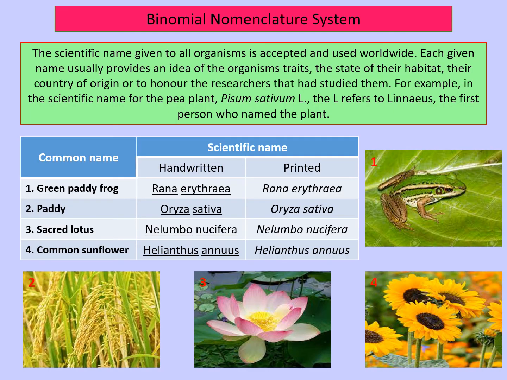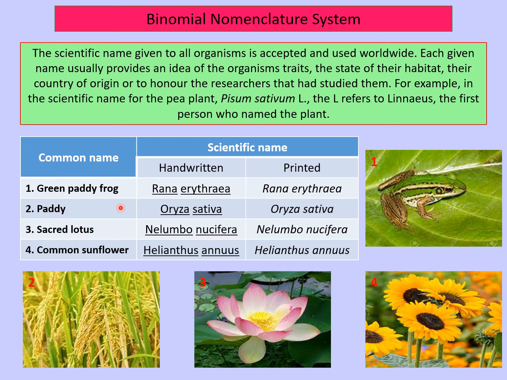Binomial nomenclature system. The scientific names given to organisms are accepted and used worldwide. Each given name usually provides an idea of the organism's traits, the state of their habitats, their country of origin, or honors the researcher who studied them. For example, in the scientific name of the pea plant, Pisum sativum L., L refers to Linnaeus, the first person who named the plants.